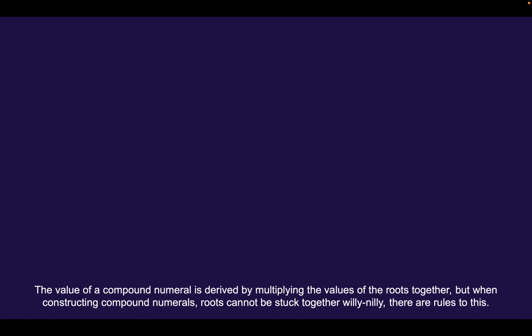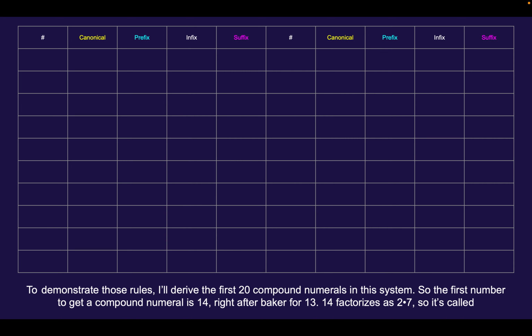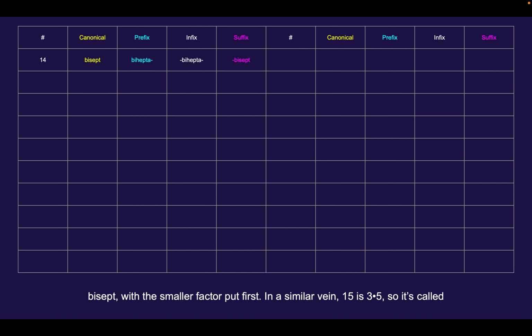The value of a compound numeral is derived by multiplying the values of the roots together, but when constructing compound numerals, roots cannot be stuck together willy-nilly. There are rules to this. To demonstrate those rules, I'll derive the first 20 compound numerals in this system. So the first number to get a compound numeral is 14, right after baker for 13. 14 factorized as 2 times 7, so it's called bisept, with the smaller factor put first. In a similar vein, 15 is 3 times 5, so it's called triquint.